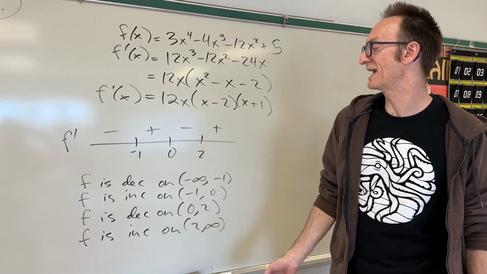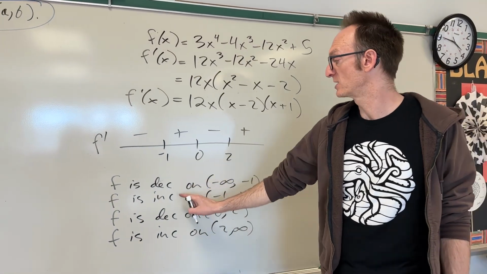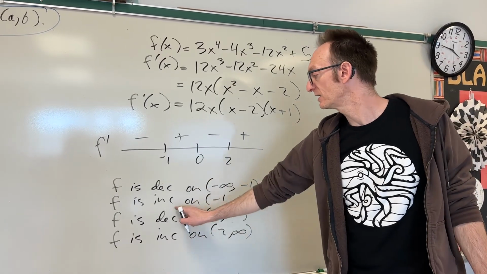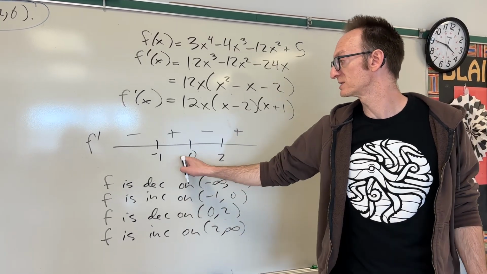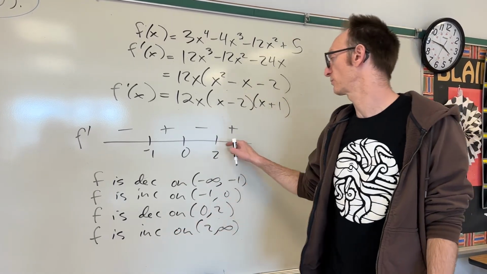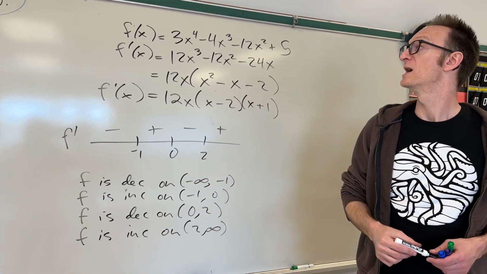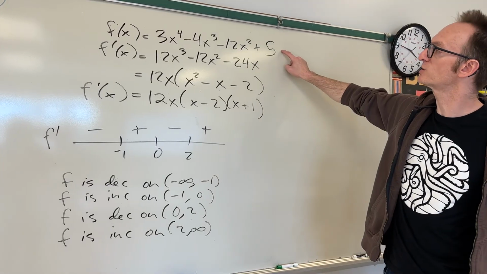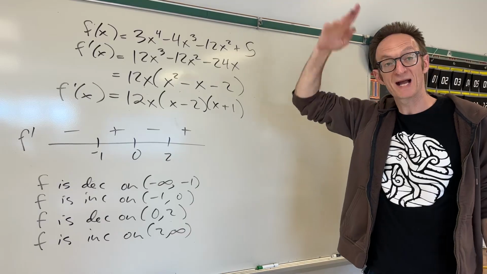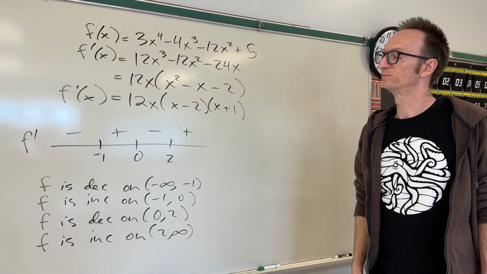And so immediately I can tell you that my function is decreasing on the interval from negative infinity to negative 1, increasing on the interval from negative 1 to 0, decreasing on the interval from 0 to 2, and increasing on the interval from 2 to infinity. So as long as you know how to differentiate a function, and as long as you know how to make a sign chart for that derivative, then you know exactly when a function's getting bigger and getting smaller.